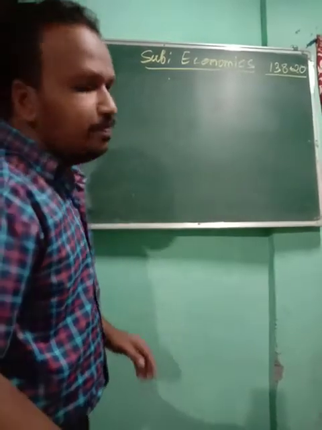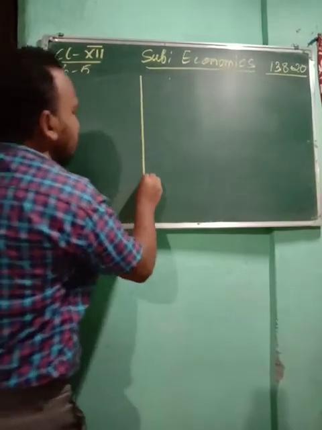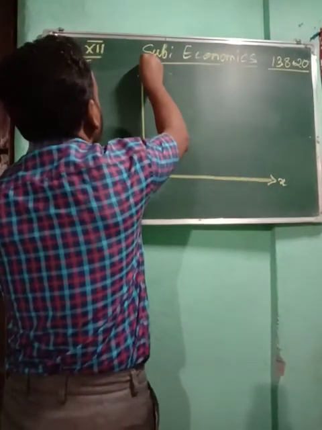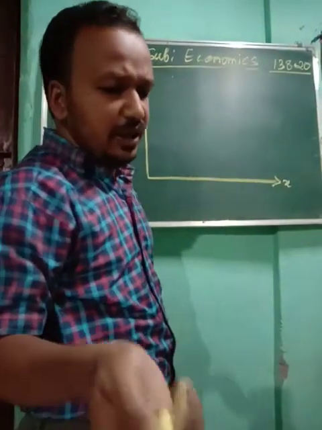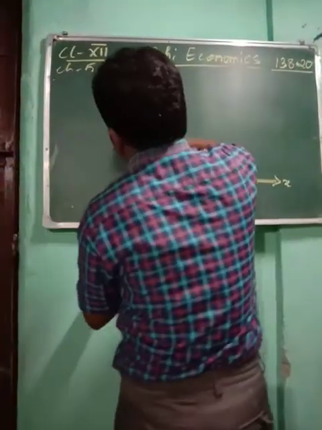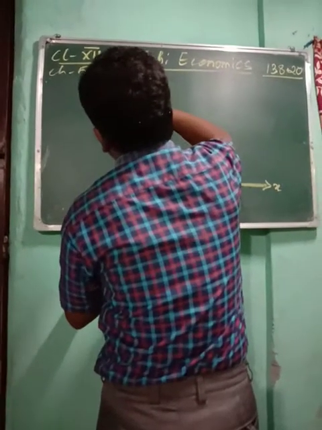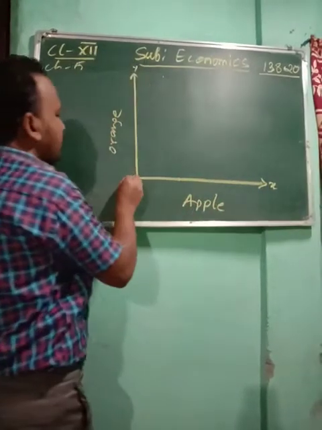Now look at the drawing. The drawing will be very easy. We have done a schedule just now, where we took apple and oranges. Here also you are going to take the same thing. Here I am writing orange, and here I am taking apple. With the same example you can do it.